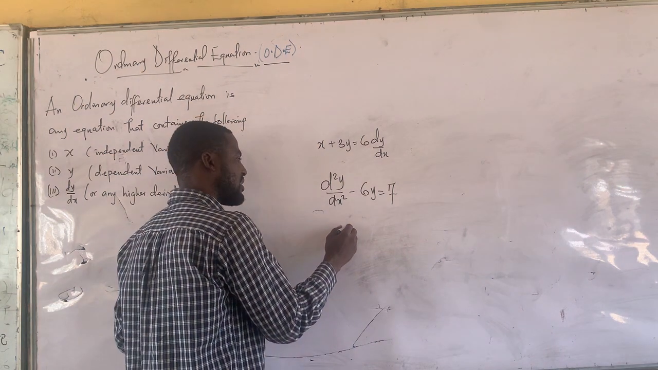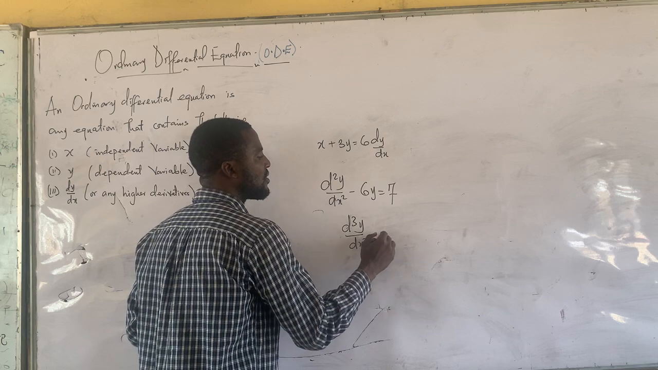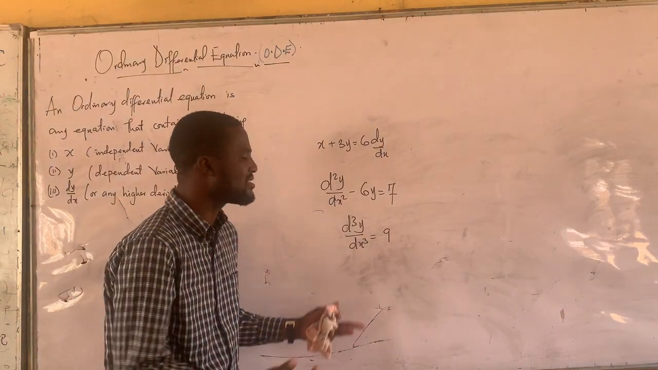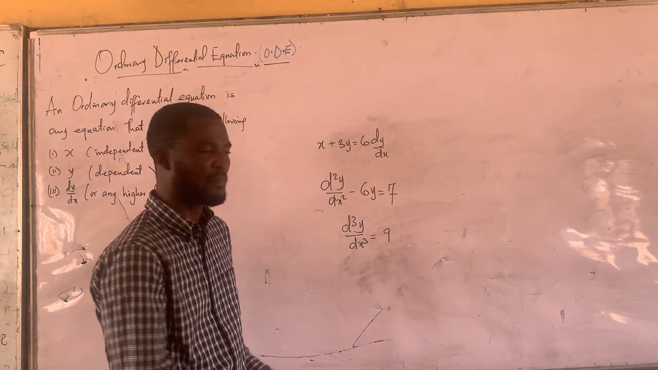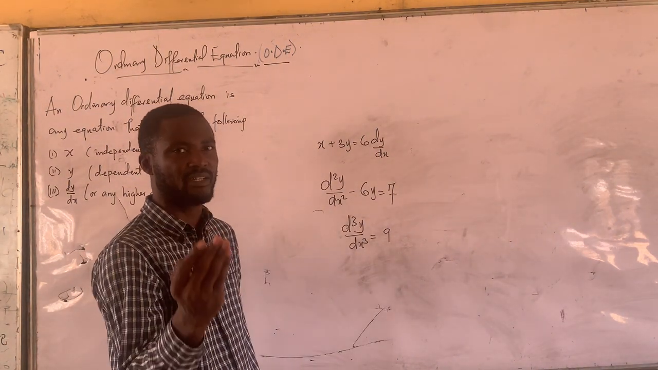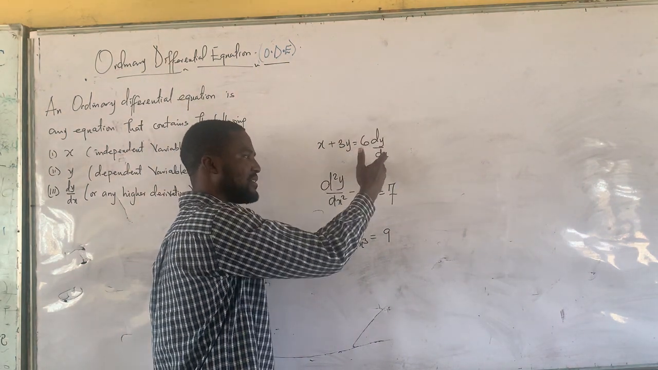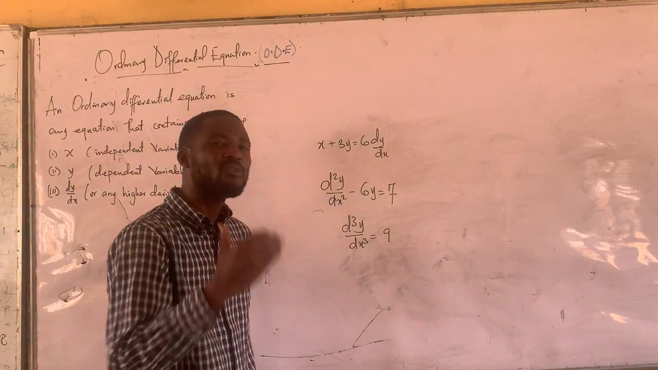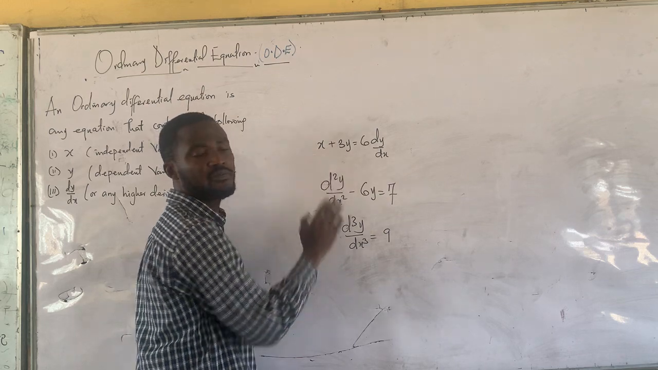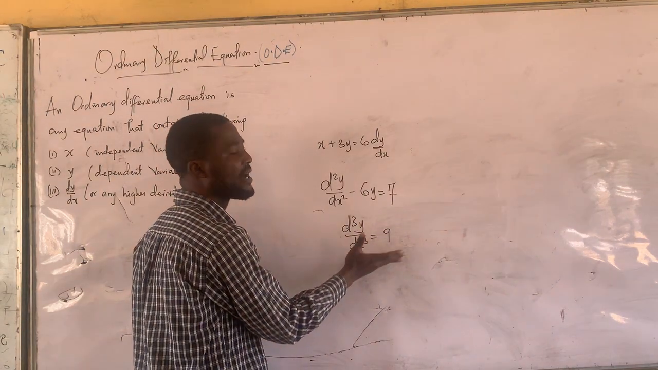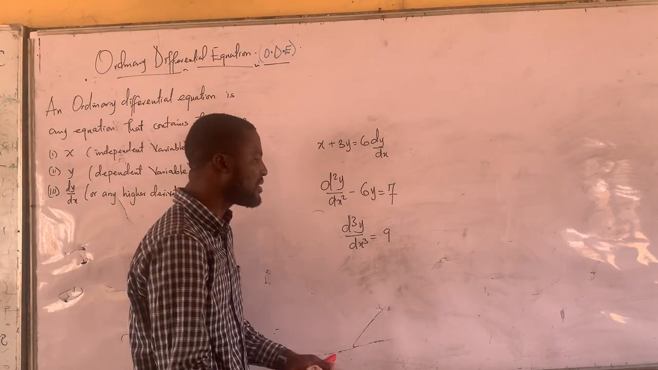Now, another one: d³y/dx³ equals 9. Someone could ask you, is this also an ODE? Yes, it's an ODE, just because I already told you that in every ODE, yes, you must have three things: the independent variable, the dependent variable, and their derivative. But at the same time, the most important thing is the derivative. Because even when you don't have the dependent and the independent variable there, you can still have an ODE. The only reason is, look at this.